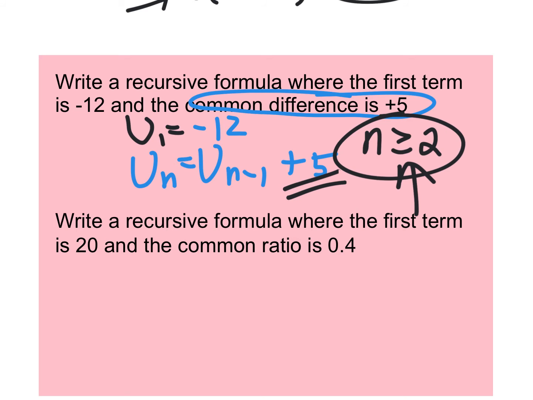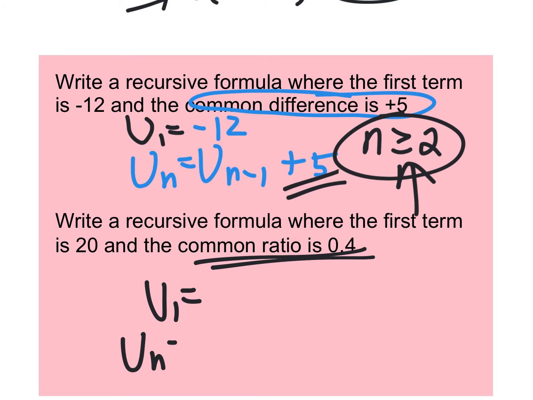Okay, write a recursive formula where the first term is 20 and the common ratio is 0.4. That's a different type of question. Still u sub 1 equals, still u sub n, still u sub n minus 1. You know what? That's in every single formula, and I can add something to that. Every single formula always says n is greater than or equal to 2 on it. Now, all you got to do is figure out what goes here in the red question mark and what goes here in the blue question mark. That's really it.